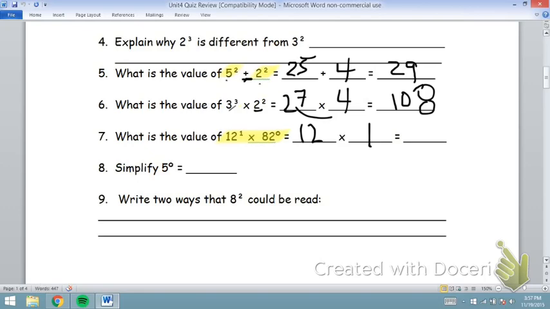Okay, so for this one, 12 times 1 should have given you a product of 12. Okay, number 8, simplify 5 raised to the 0 power. And the same rule applies here as with the 82 raised to the 0 power. It would just simplify to 1. Doesn't matter what number is in the base there. If you raise it to the 0 power, it is just 1.